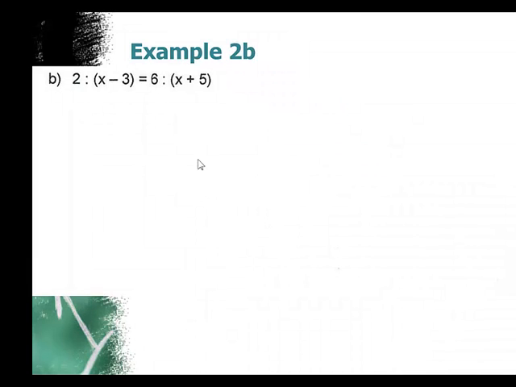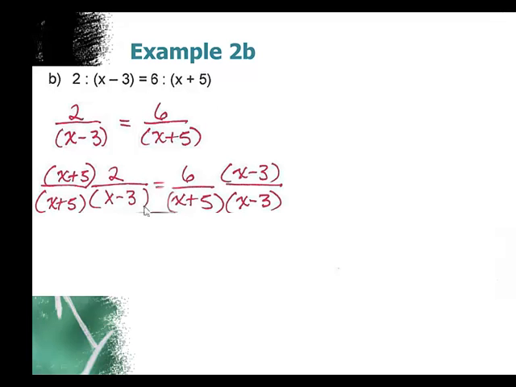And our last example, I have 2 to x minus 3 is equal to 6 to x plus 5. This looks very intimidating, I know. First of all, write it in fractional notation with a fraction bar. So 2 over x minus 3 equals 6 over x plus 5. Now, you can cross multiply, which is fine, no problem. I'm going to go ahead and show the common denominators again to help reinforce where that cross multiplying comes from. And so I'm going to have this times that as my common denominator.